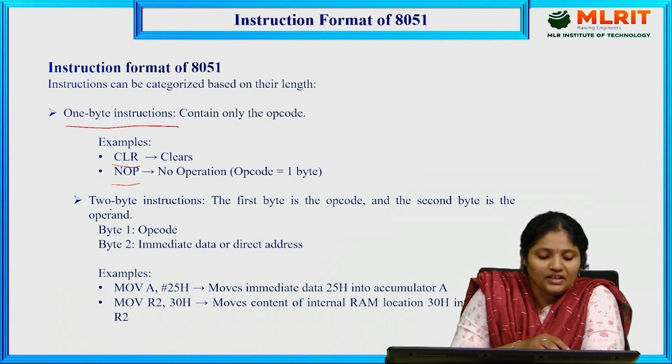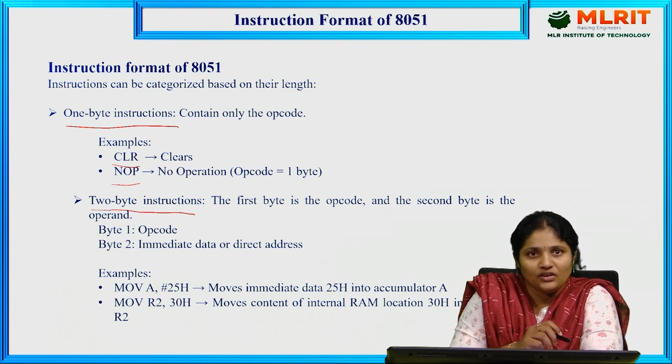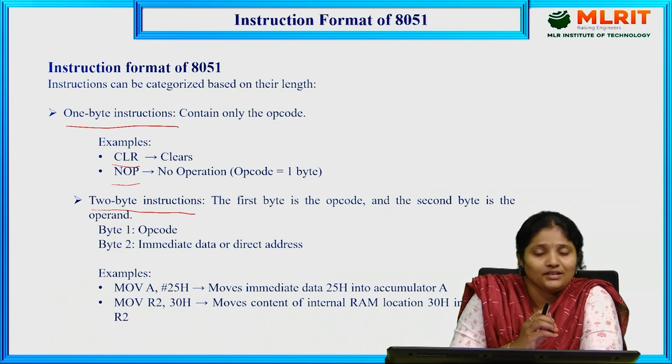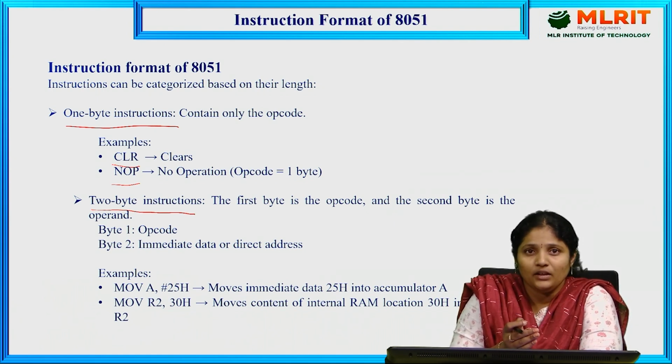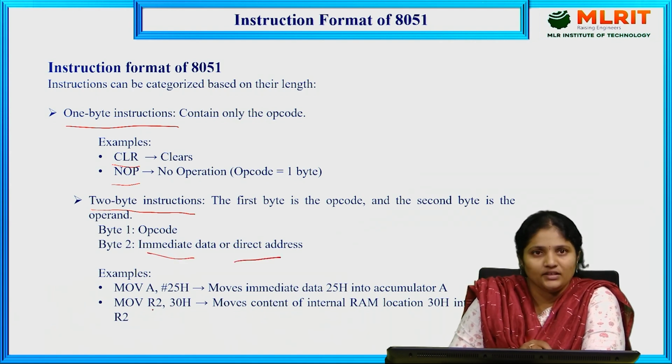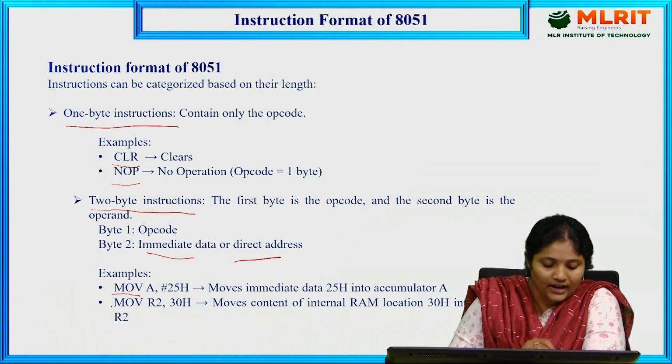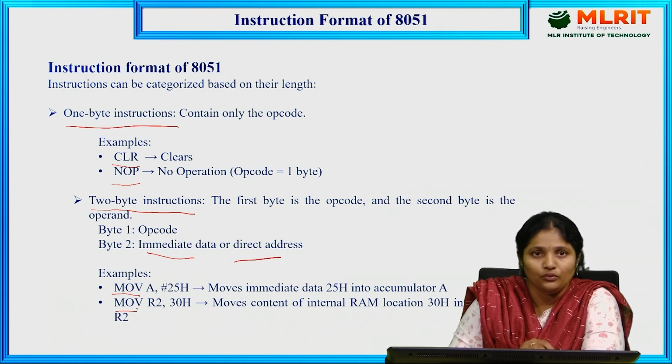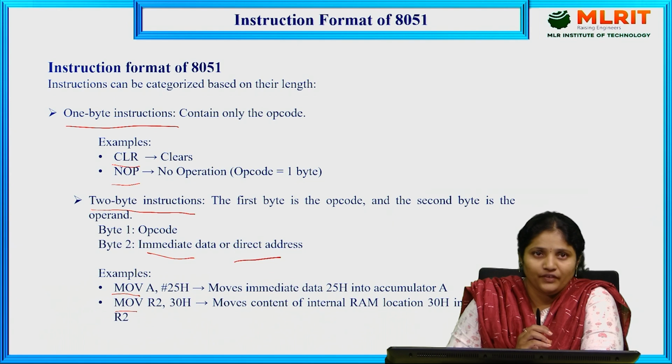So coming to the next one, there will be 2 byte instructions. Here the first byte will be the opcode, which is always the mnemonic, and the second byte will be either immediate data or a direct address. So here are some examples of 2 byte instructions. Here MOV, this is the opcode which is byte 1, and here also the MOV. So these two are the mnemonics which occupy 1 byte of data.